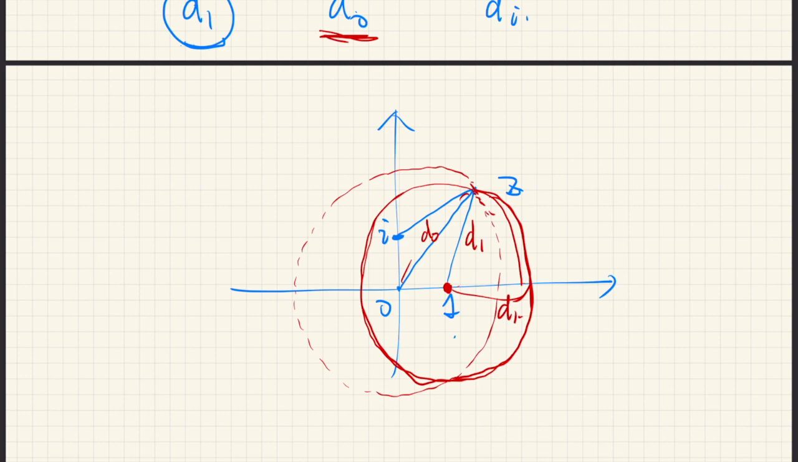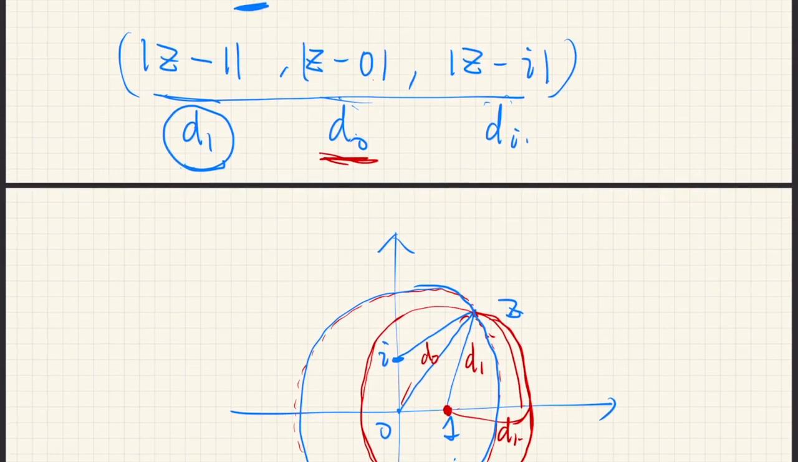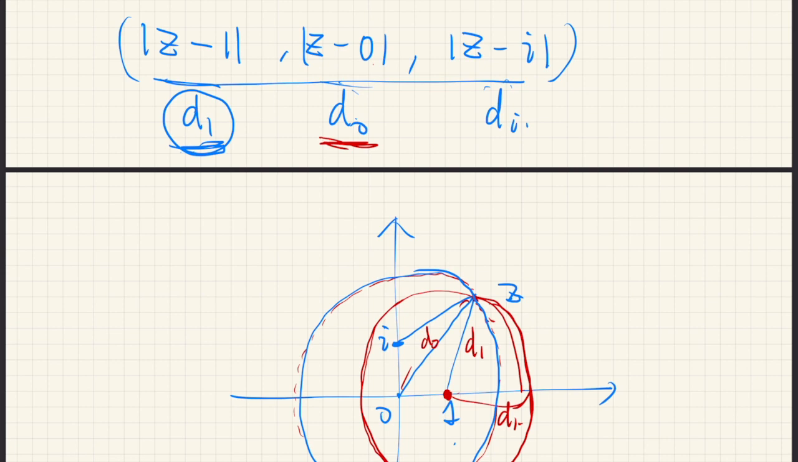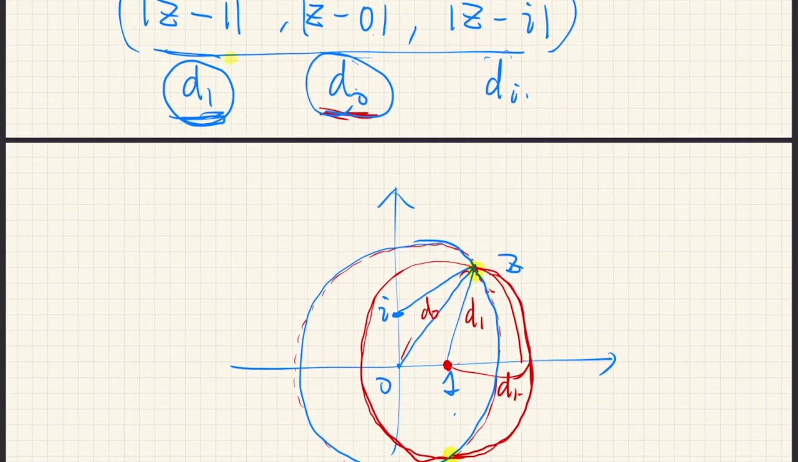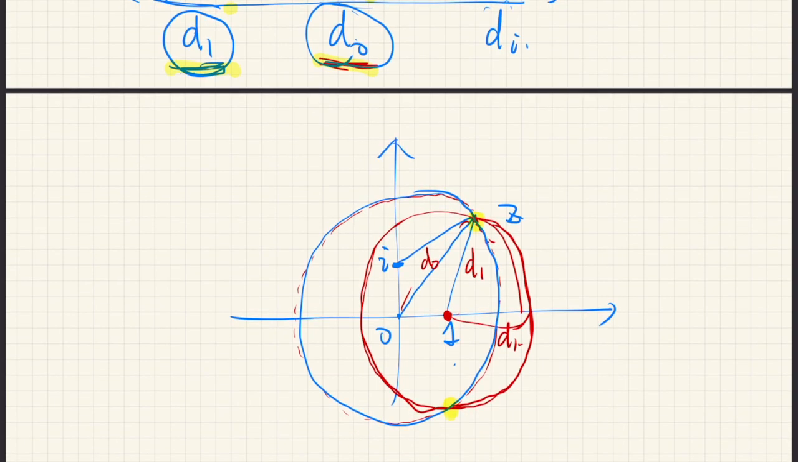Okay, so maybe we should use a different color. So let's use blue here. If we specify 2 distances, d1 and d0, then there are 2 points that satisfy that condition. This point and this point both have distances from 1 and 0 that are equal to d1 and d0 respectively.